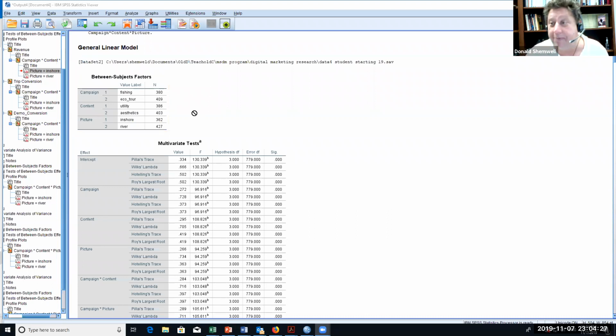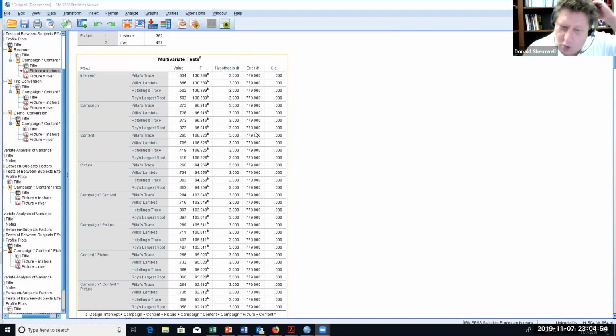The third independent variable is picture. We A/B tested 2 different types of pictures: a river picture and an inshore picture. I believe 1 is an inshore picture and 2 is a river picture. So for campaign, 1 is fishing and 2 is eco-touring, which is the type of keywords used in the campaign. For the content of the ads, 1 is utility and 2 is aesthetics. For the picture, 1 is inshore and 2 is river.